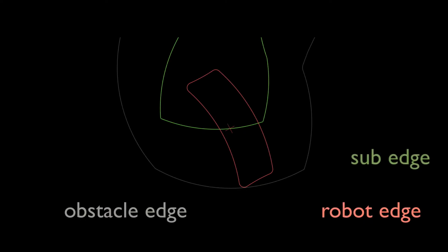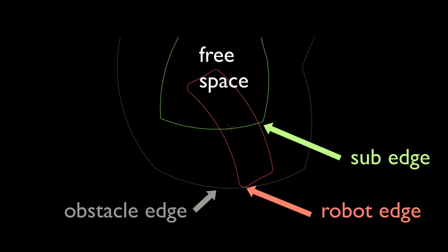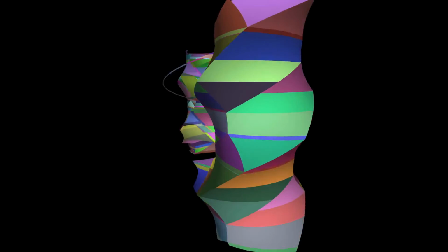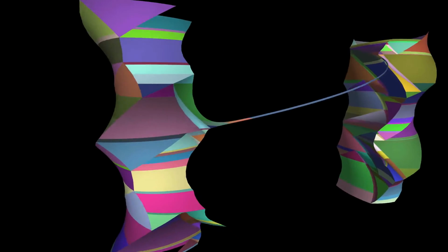Recall from the 2D visualization that subedges exist at the boundary of the free space and are parameterized by alpha. Subedges arising from different orientations of the robot are identified if they correspond to the same robot and obstacle edge contact, and if their two neighbors are related in the same fashion. We call a collection of identified subedges a sub, which is parameterized by both alpha and theta. Here you can see each sub viewed as a randomly colored curved trapezoid in 3D.